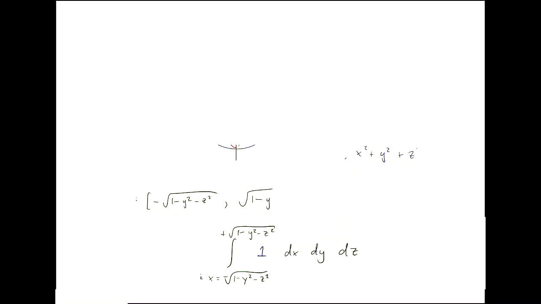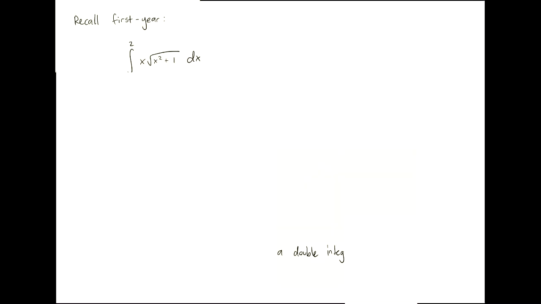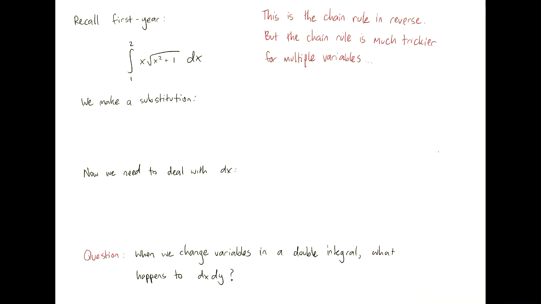Let's recall first year and remember how we did it then. So in first year, we remember that when we do something like this, what we're actually doing is the chain rule in reverse, which means it's very easy to figure it out. So I get this integral.